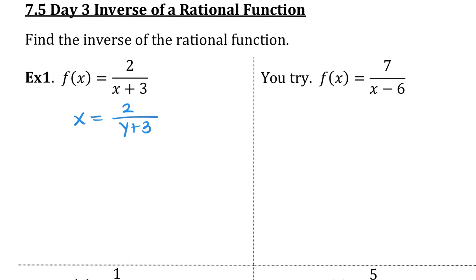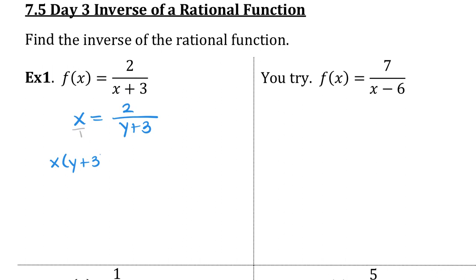Okay, I want to solve for y. The y is at the bottom, and I don't like that. So you can multiply by the common denominator or you can cross multiply. What should we do? Let's cross multiply. I'm going to do x times y plus 3. Now you can distribute it, but I think it's faster to not distribute it, so I'm going to not distribute it.